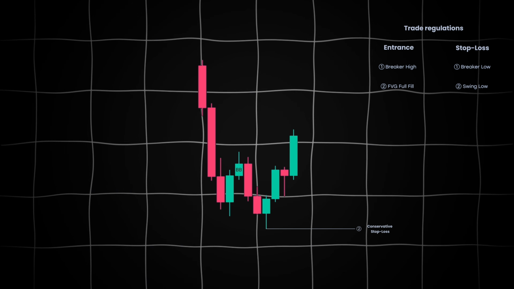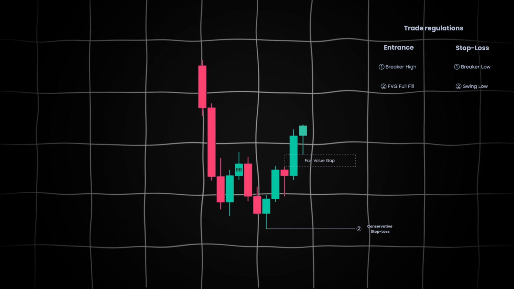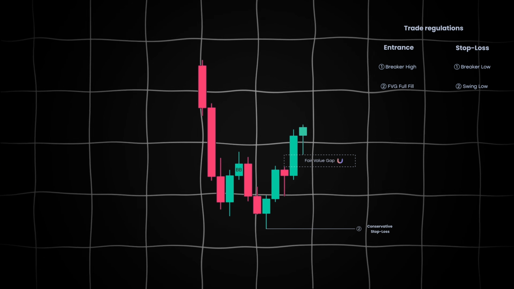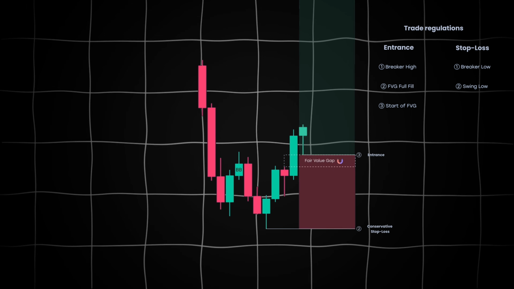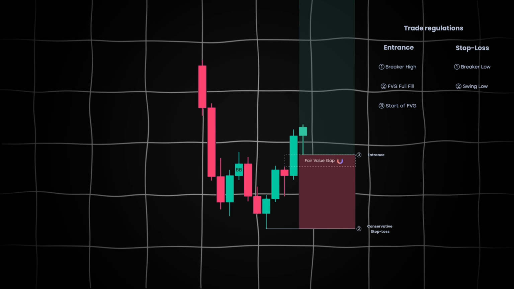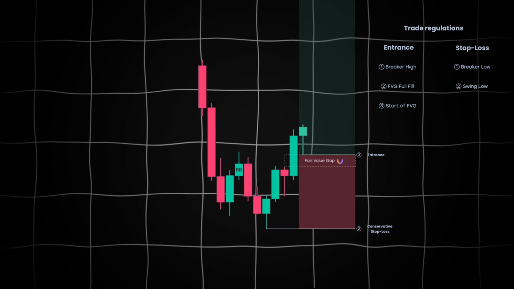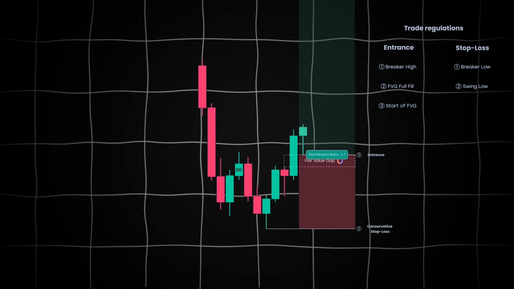But this does not always happen, and sometimes the inefficiency is not filled completely, leaving a gap that the price will naturally tend to gravitate toward. Therefore, the entry into the trade will be made from its beginning. For me, this is the most optimal method of entering a trade. The breaker is a reference point, a key support zone, while the imbalance within it is a secondary zone that is used for a better entry, both in terms of risk-reward and timing.